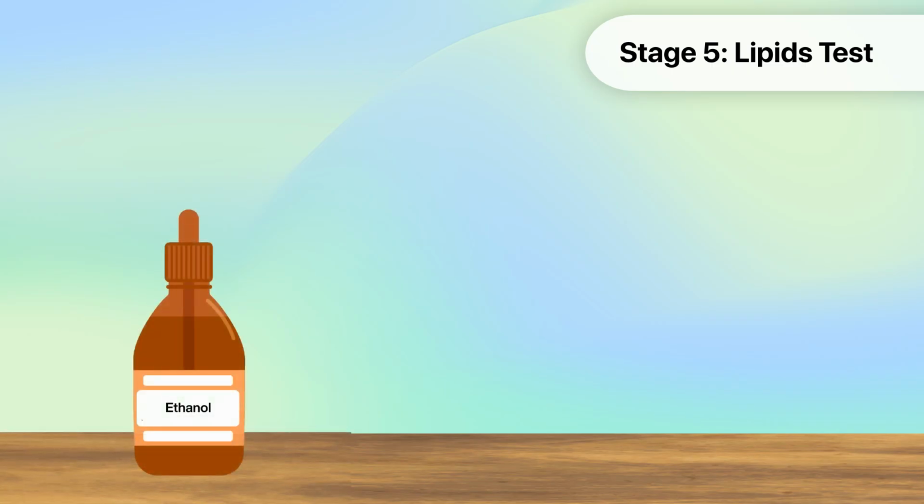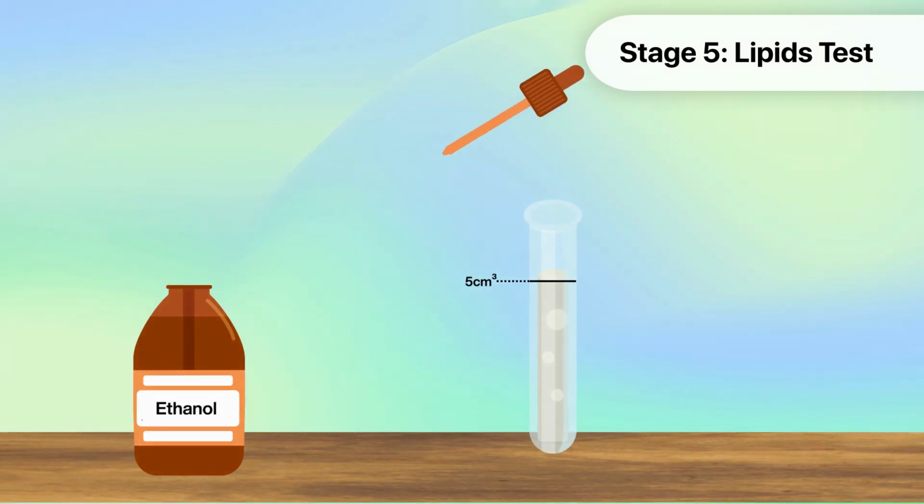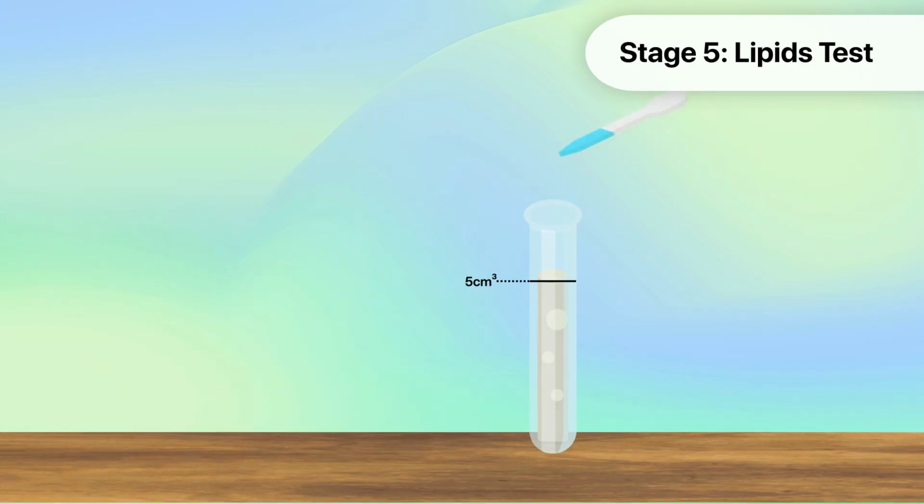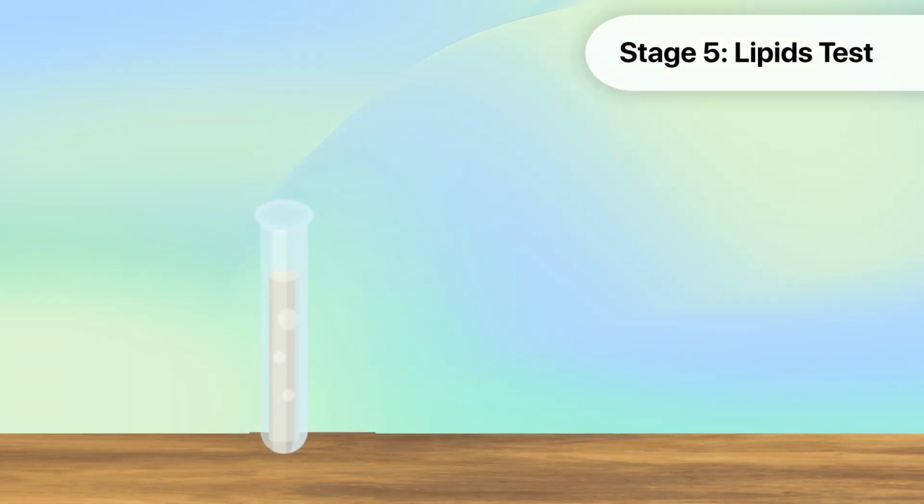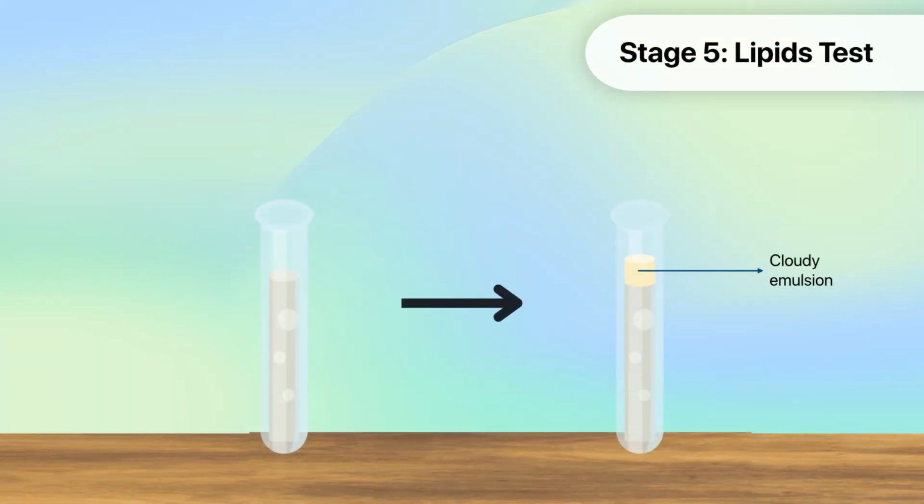On to our fourth and final test. In this stage, we will test the food sample for the presence of lipids by using the emulsion test using ethanol. Start by placing 5 centimetres cubed of the food sample into a test tube. Next, we need to add a few drops of ethanol to the test, followed by a few drops of distilled water. Finally, shake the test tube gently until the sample has mixed together thoroughly. If lipids are present, a cloudy emulsion will form.